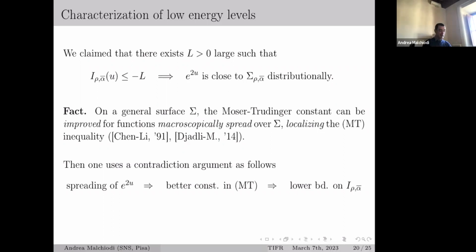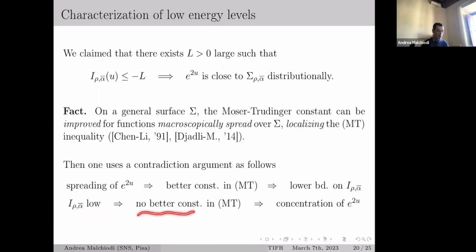And then you argue as follows. If you have a spreading of the volume, you improve the Moser-Trudinger inequality, and that helps you get lower bounds on the energy. Therefore, if lower bounds fail, you just go back through the reverse implications. It means that the Moser-Trudinger inequality was not improving, which implies concentration of volume.